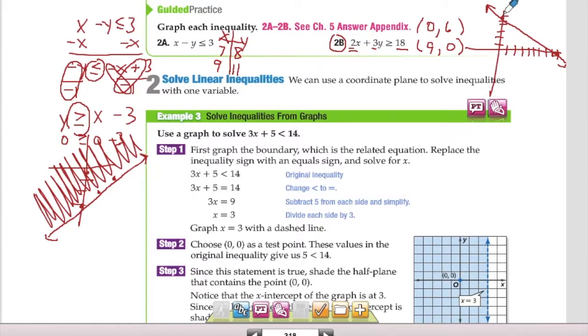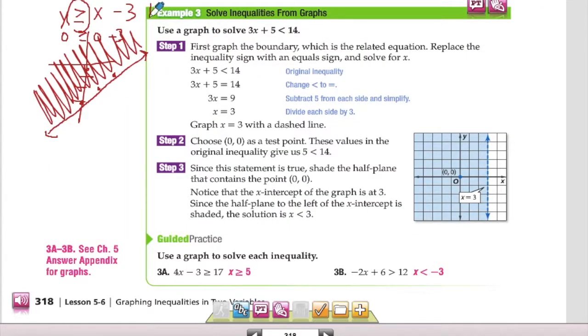And you might just wonder if greater than or equal to would work just to shade above the line, and that is true. We'll double check by picking a point, testing a point. 0 times x, 0 times 2, and 0 times 3 is 0, and 0 is greater than or equal to 18. That's not true. And since it's not true, I'm not going to shade in that direction. I'm going to shade in the opposite direction.